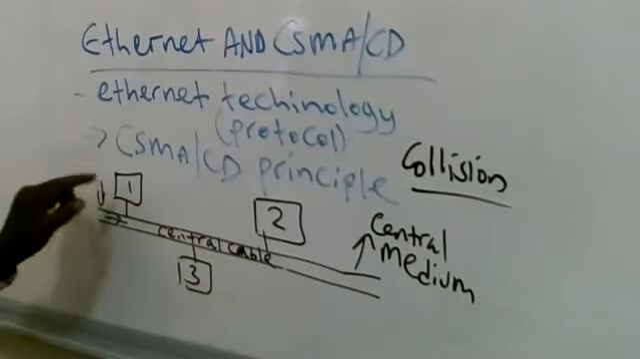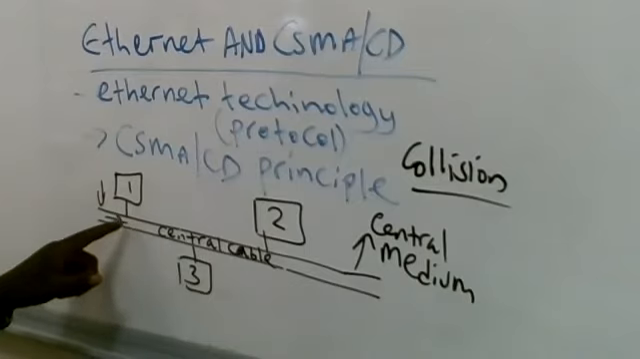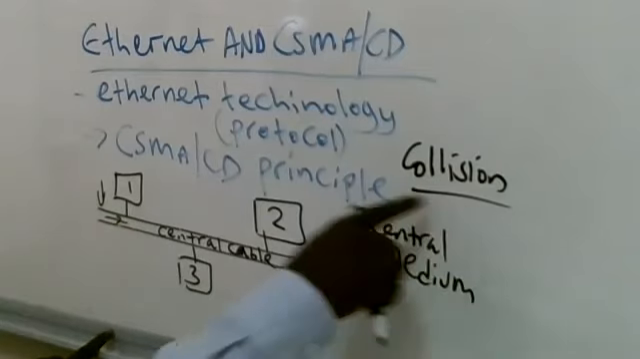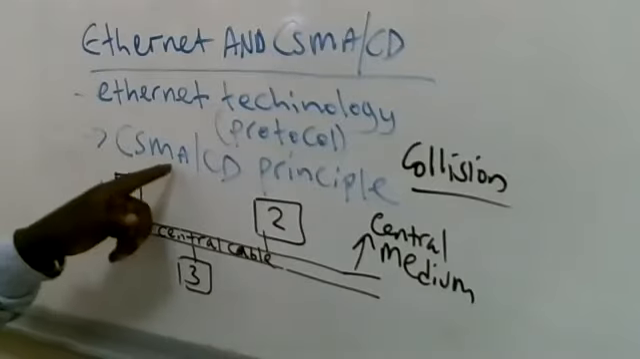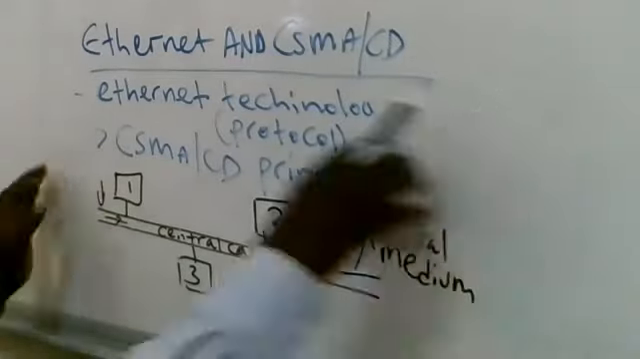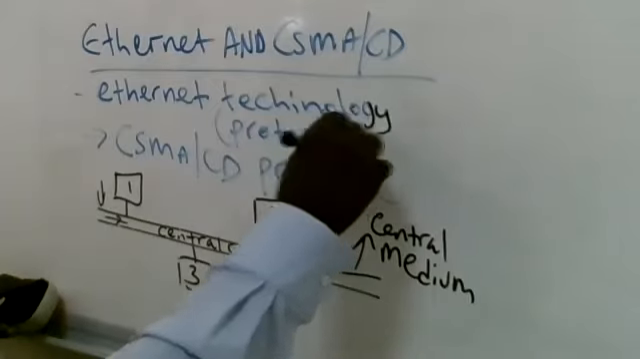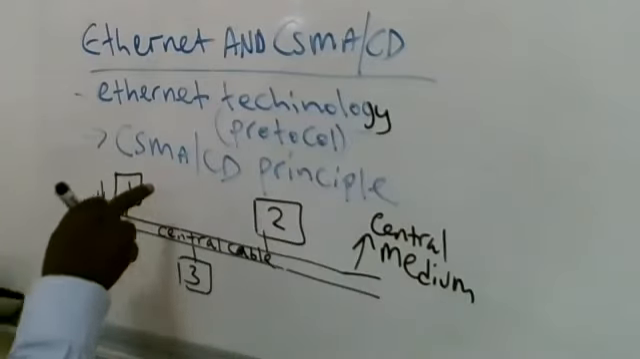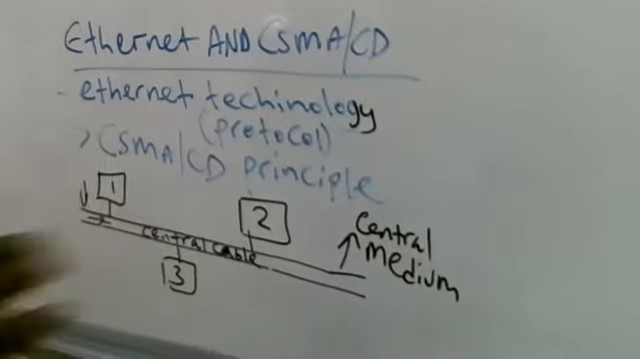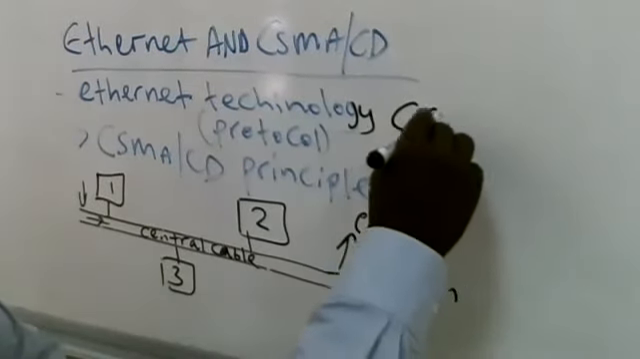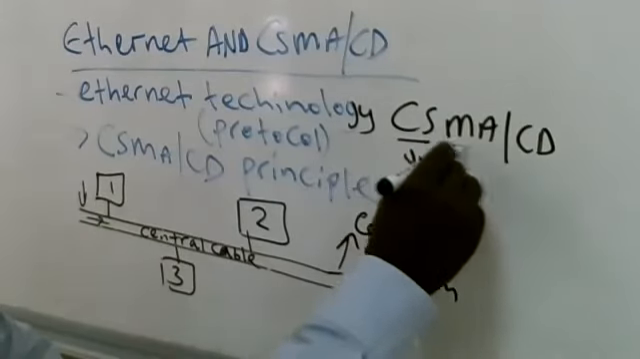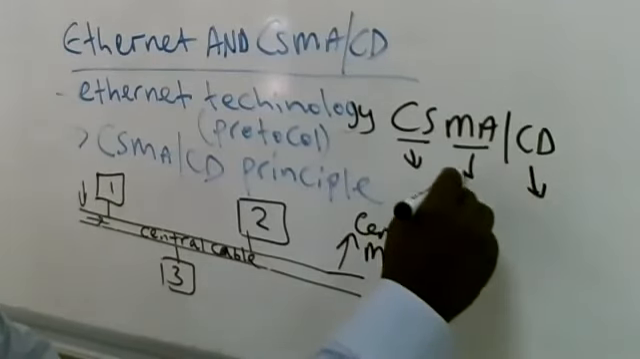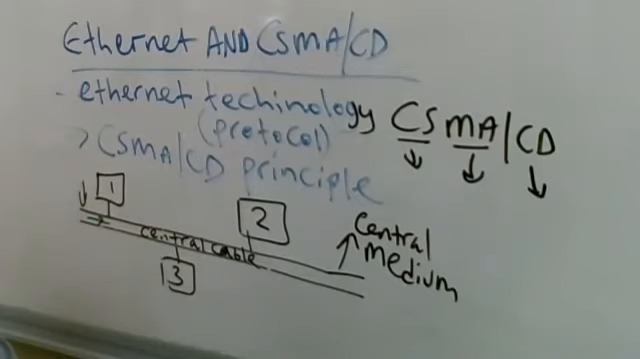Now, how do computers determine that a collision has occurred, and how do they avoid collisions? Now, they use what we call the CSMA/CD principle. CSMA/CD principle. What does it stand for? It stands for carrier sense, multiple access, and collision detection. Carrier sense, multiple access, and collision detection.